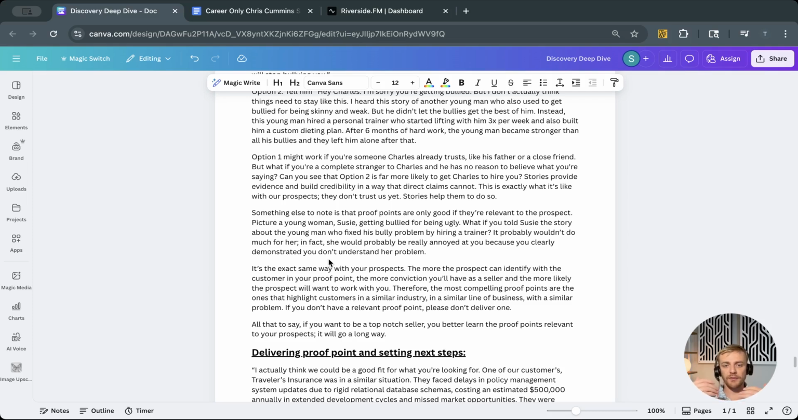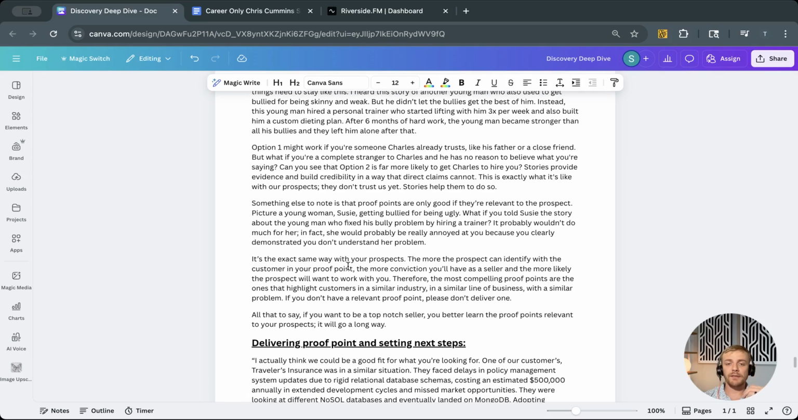And so this makes sense, right? Because if you have a strong proof point and you can tie the strings together for how your solution has helped customers in the past, it'll give you a ton of conviction in how your solution can help the prospect right in front of you. And so the more likely the prospect will even want to work with you. And so therefore, the most compelling proof points are the ones that highlight customers in a similar industry, in a similar line of business with a similar problem. And so if you don't have a relevant proof point, just don't deliver one. All that to say, if you want to become a top-notch seller, you better learn the proof points relevant to your prospects, as it will go a long way.